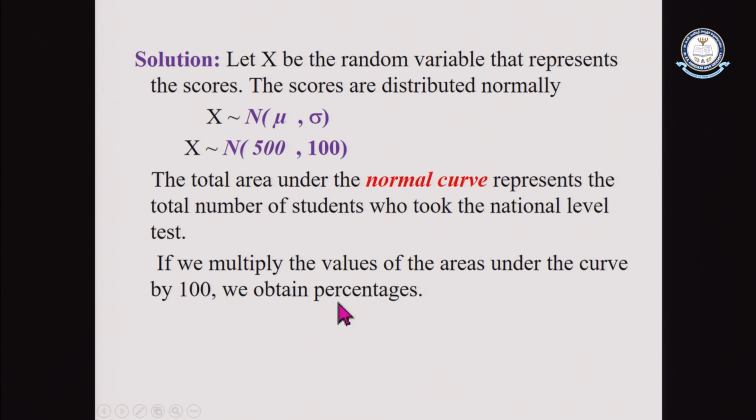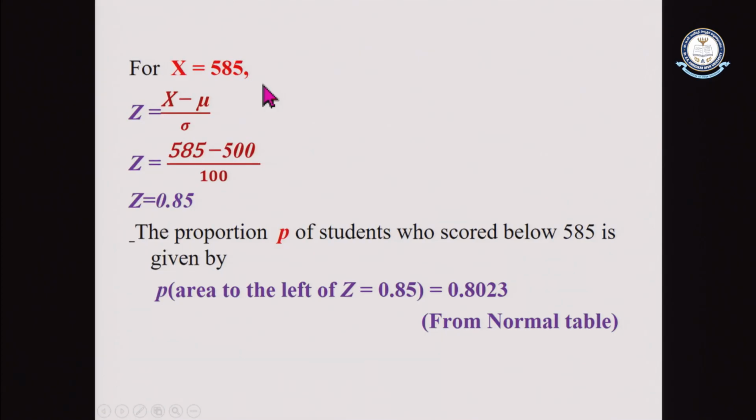Now, for our calculation, what is the first step? My x value is transformed to z. I know the formula: Z is equal to (x minus mu) by sigma. My x value is 585, and this score is substituted in Z. So Z is equal to (585 minus 500) by sigma. After simplifying, that means 85 by 100, so we get 0.85.